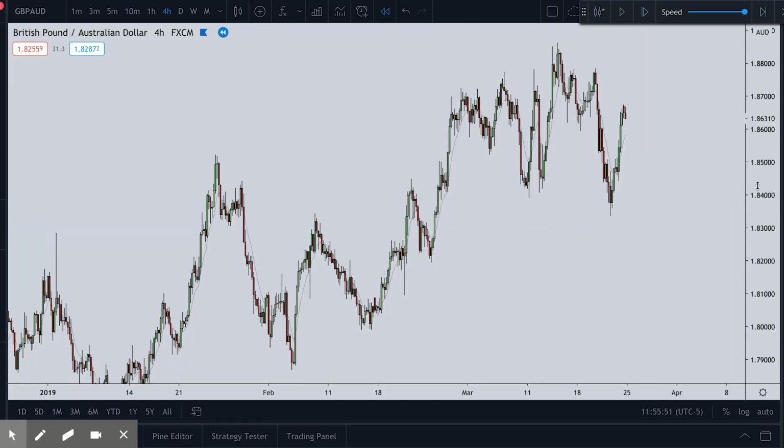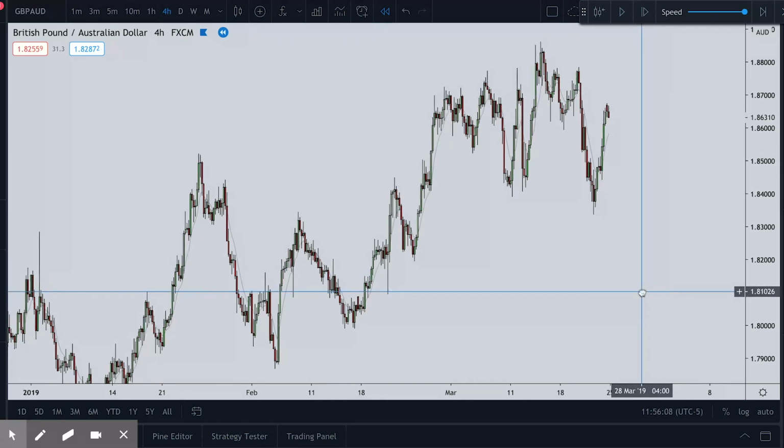Okay, so in this video, we'll talk about identifying entry points. Now, I do this in very much the same way as I identify my targets, but of course, we are looking at the other side of it. So we're actually looking to get in line with the trend rather than targeting somewhere a bit further away from price.